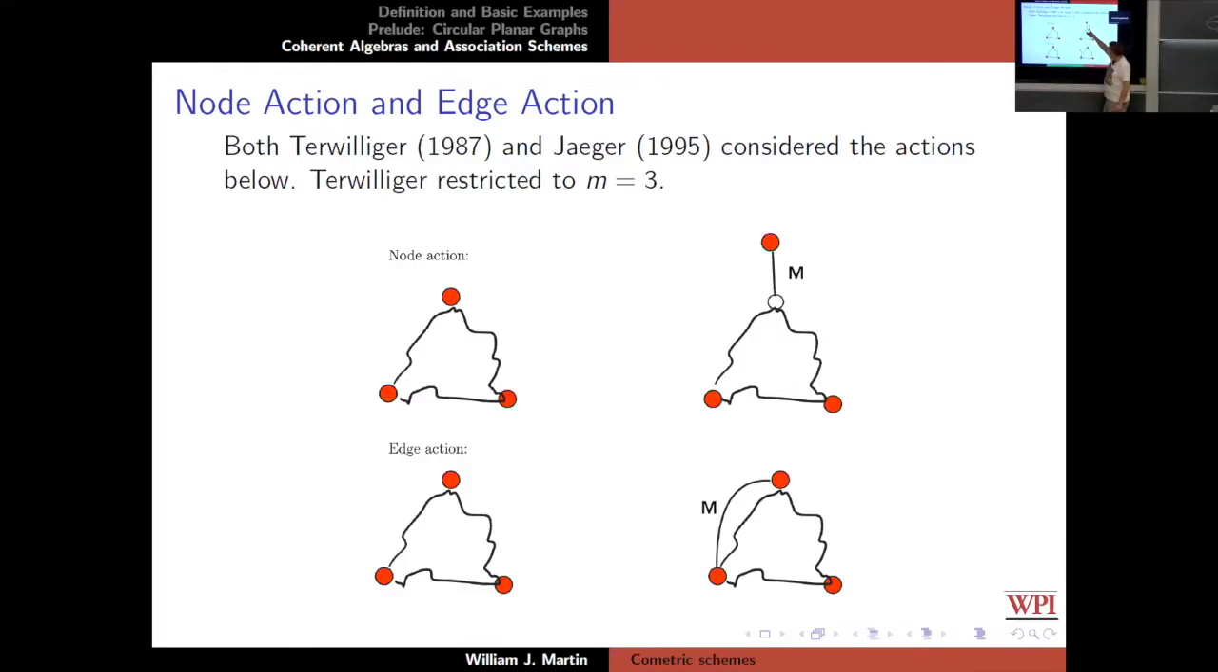Okay, there should be a directed arrow down if it's a non-symmetric matrix. In the edge action, we choose two of these roots, and we just attach a matrix M to the side. Now you can do this anywhere, any number of root nodes. You can do a node action here, you can put an edge here and here. All of those things are available to you.